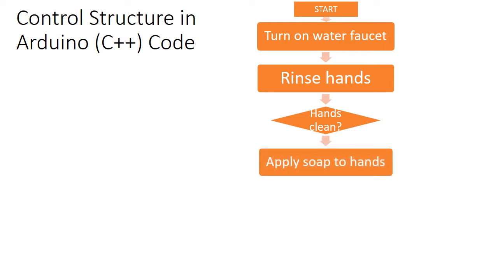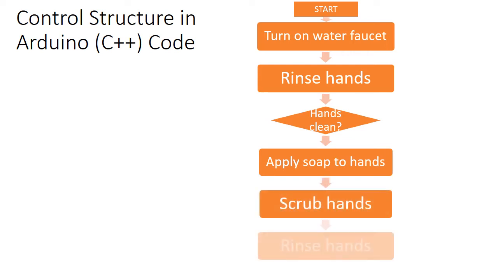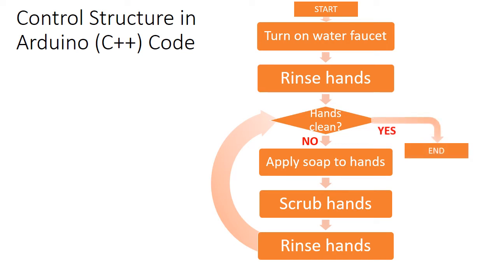If they're not, we have to apply soap to our hands. And then we scrub them. And then we rinse them. And then we check again. Are our hands clean? If the answer is no, then we apply soap, scrub the hands, and rinse them again. And we just keep doing that. This is a loop, and we keep looping back until it's the case that our hands are clean. And when they are, we're done.